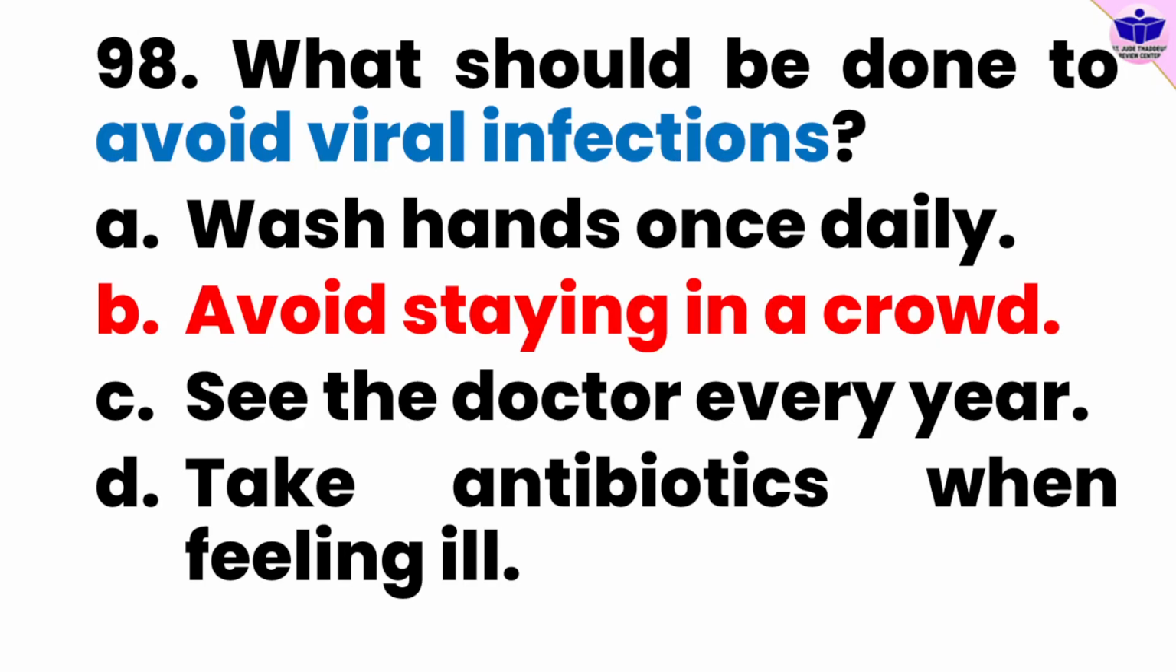The answer is, of course, you have to avoid staying in a crowd. That's why during the pandemic, we were advised to have what is called physical distance or social distance, at least 2 meters, right? And then they reduced it to 1 meter, but actually, it should be 2 meters.